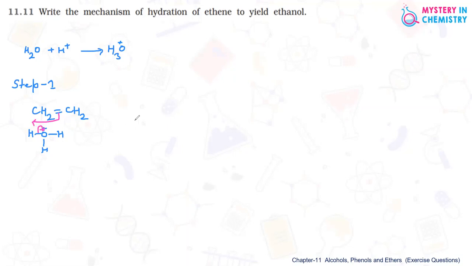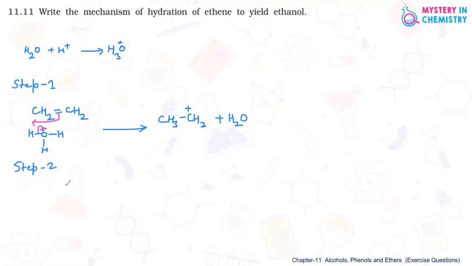And by this, the compound which is formed is CH3, CH2 plus, carbocation is formed. Carbocation is formed with water molecule. In the next step, that is step 2, nucleophilic attack of water molecule is taking place on carbocation.